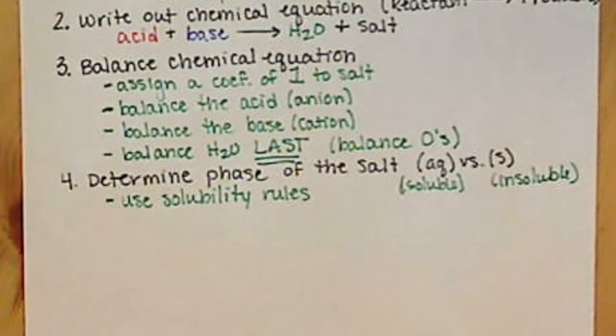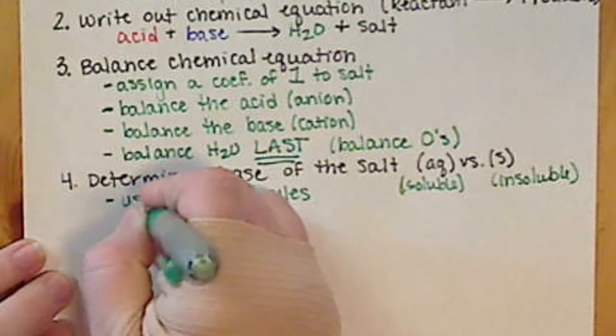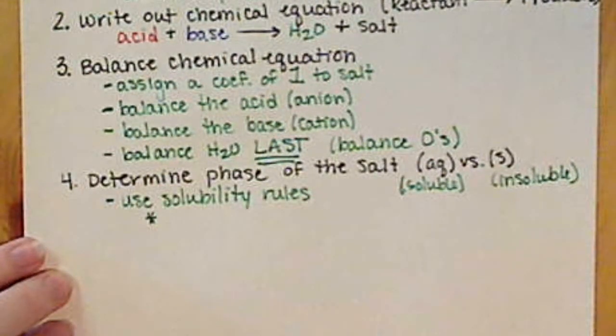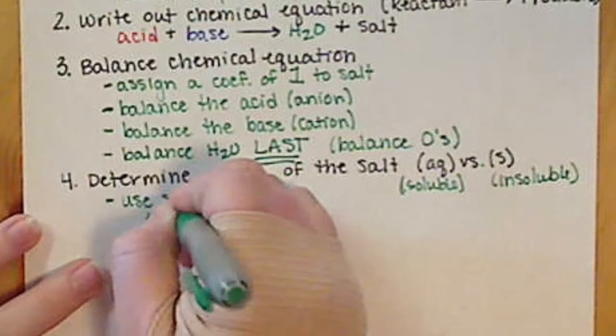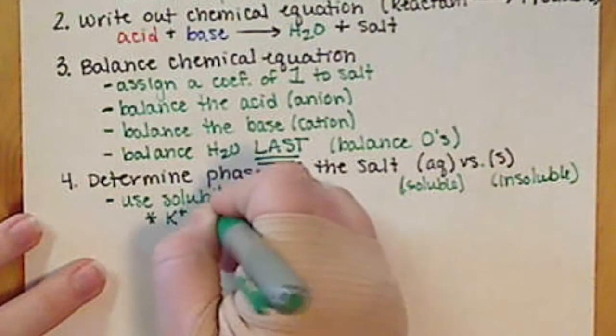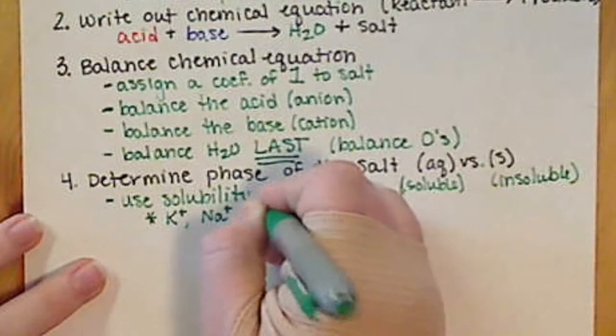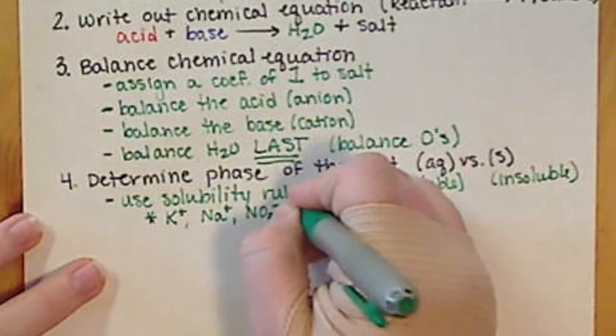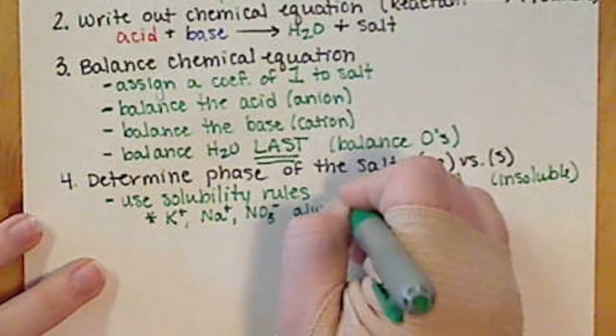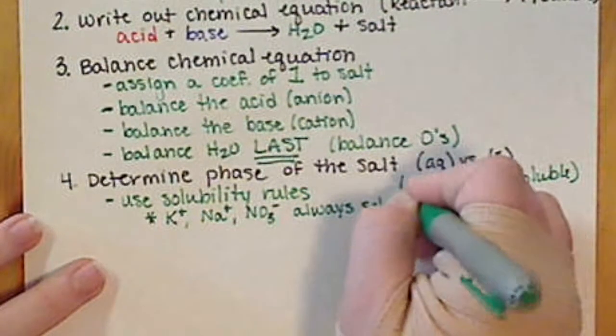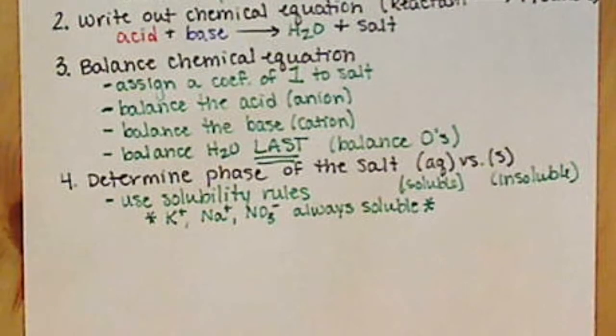And I mentioned it when we talked about the solubility rules, but a key thing to remember that's probably going to save you a lot of time is anything with the potassium ion, the sodium ion, or the nitrate ion. These are always soluble. And that's worth putting in your memory banks, since those are pretty much your most common ions that you're going to see, especially in these neutralization equations.